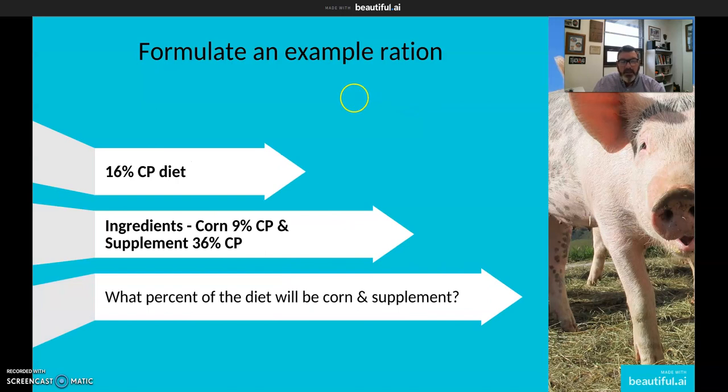So let's formulate an example ration. We're going to put together an example 16% crude protein diet for a pig. The ingredients that we're going to use are corn, which is typically 9% crude protein, and a supplement that we purchased from the store that carries 36% crude protein. So we want to determine what percentage of the diet will be corn and supplement. So let's get to our example here.